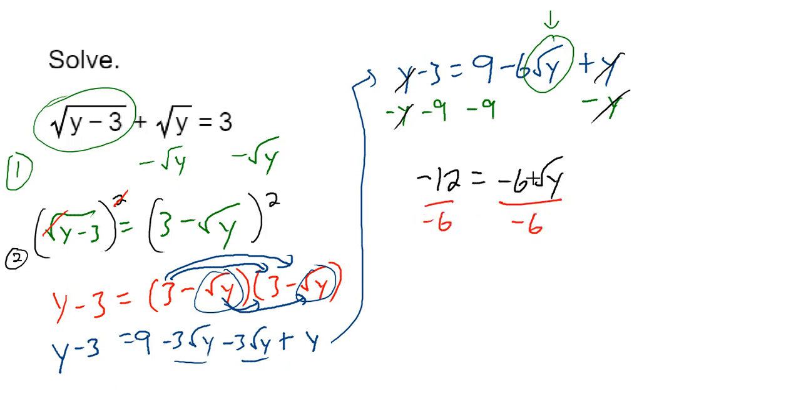The reason we're dividing is because these are being multiplied together. To cancel out a multiplication, we divide. And so we're just going to get 2 equals the square root of y. So again, this simplifies to something very easy to work with.